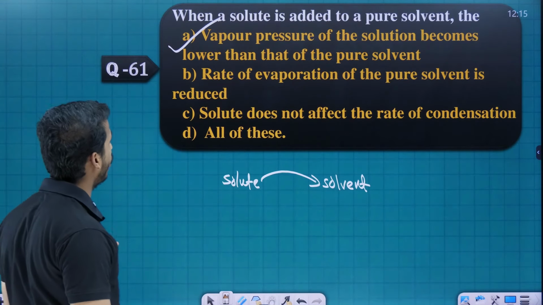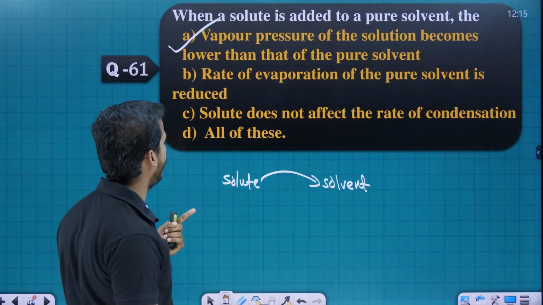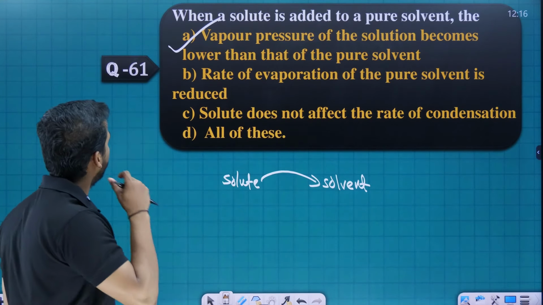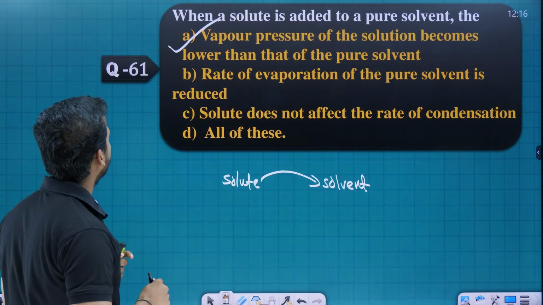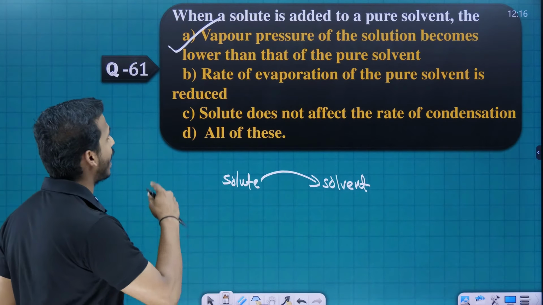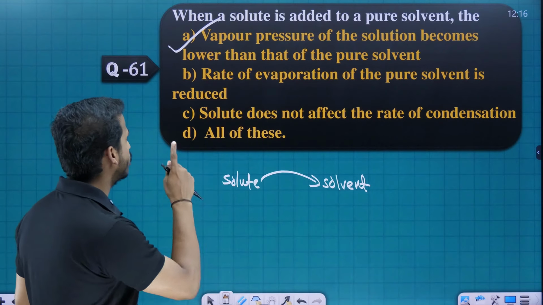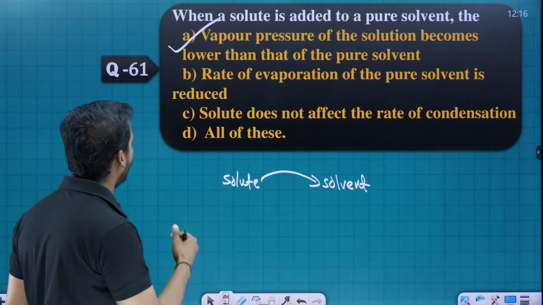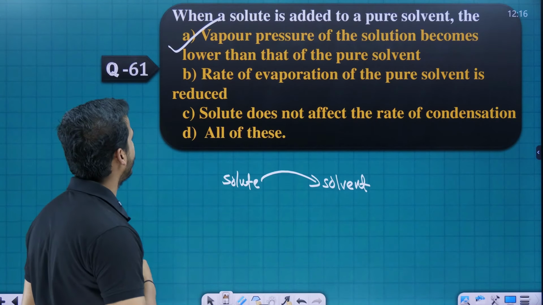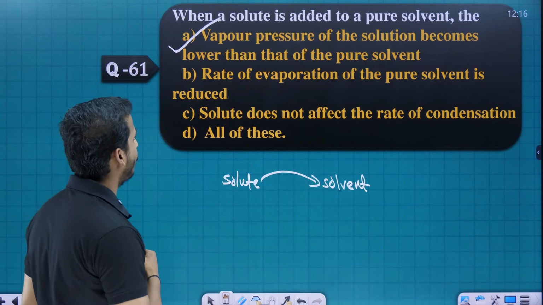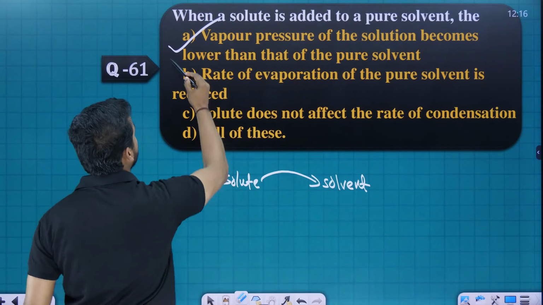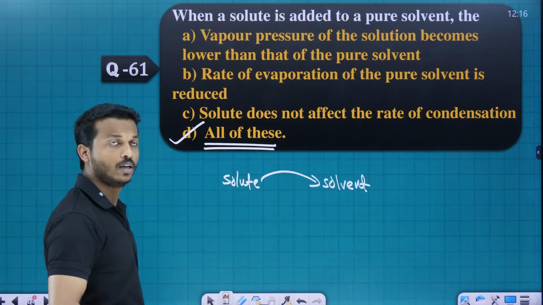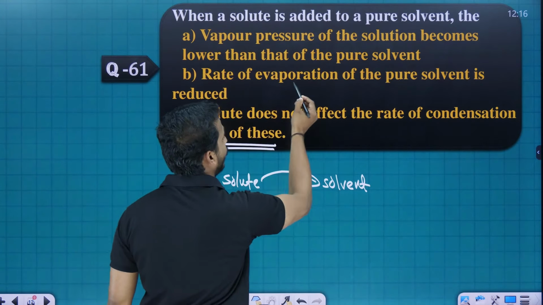Rate of evaporation of the pure solvent is reduced. Yeah, it is possible, right? So when a solute is added to pure solvent, the first one is correct, right? Vapor pressure of the solution becomes lower than that of the pure solvent. Rate of evaporation of the pure solvent is reduced. Yes, that's also correct. Okay, so I think D, all of these, will be the answer. You can cross check.